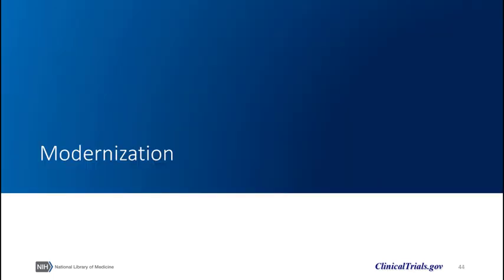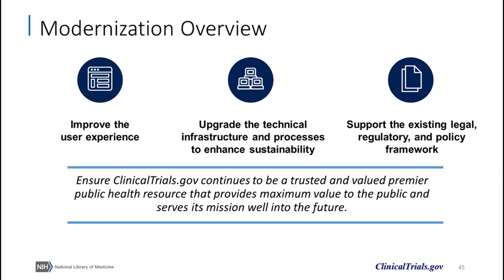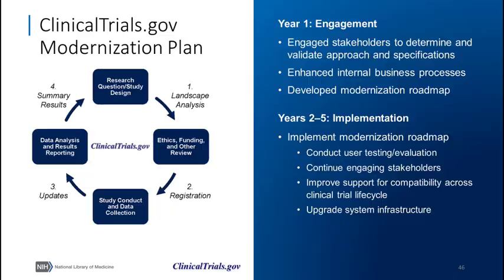In the final portion of the presentation, I'll give a quick overview of modernization efforts that are currently underway at ClinicalTrials.gov. The goal of modernization is to ensure that ClinicalTrials.gov continues to be a trusted and valued public health resource that provides maximum value to the public while serving its mission well into the future. In service of this goal, the modernization effort aims to improve the user experience and upgrade the infrastructure and processes to enhance sustainability of the PRS database and ClinicalTrials.gov website, all while continuing to support the legal, regulatory, and policy framework described earlier in this presentation.